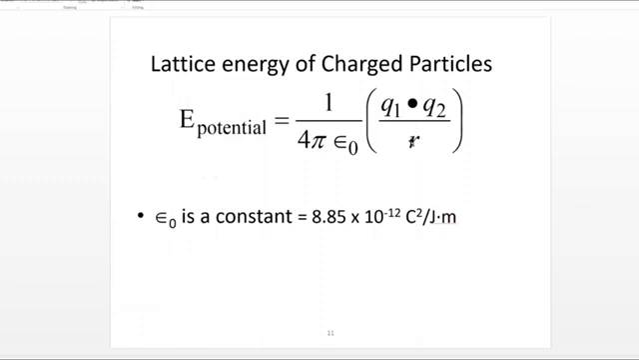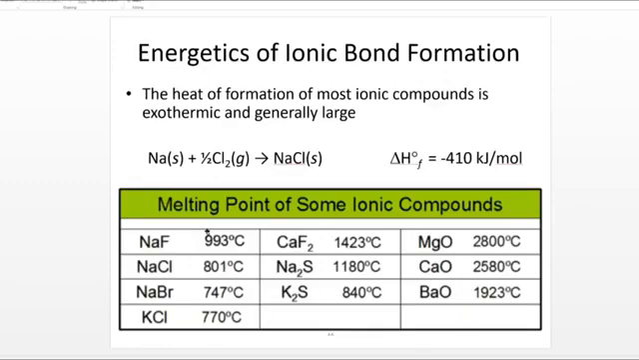The closer they are, meaning the smaller this R value, the larger the potential energy. And the further they are, the lower the potential energy. So it's a common theme in chemistry where bonds that are shorter are stronger, and bonds that have more charges are also stronger. So we see that trend take place here, where NaF, they're both smaller atoms, and they have a higher melting point, meaning more energy is required to break them apart.